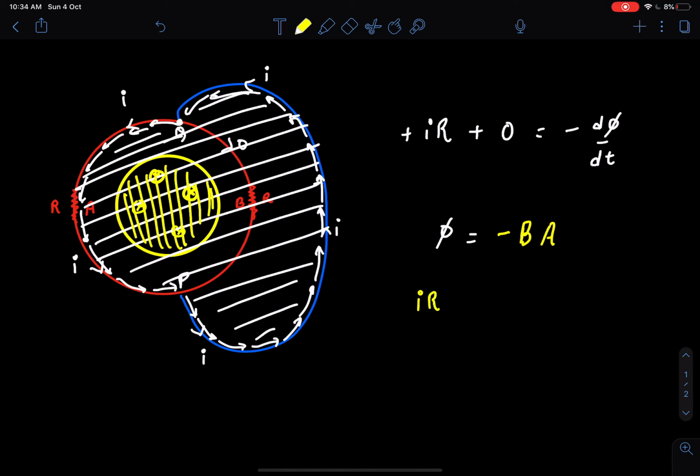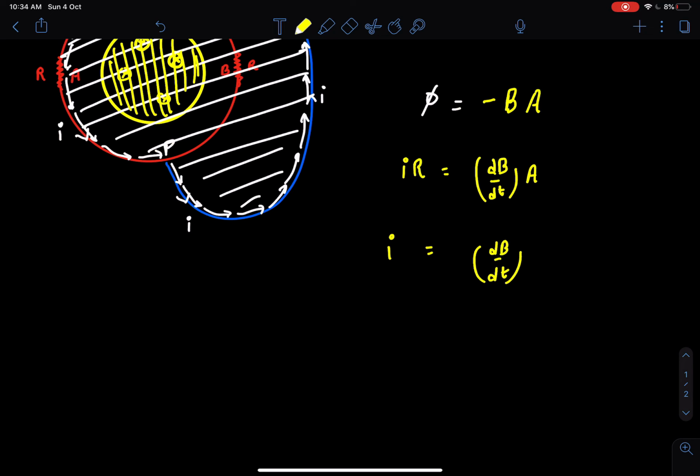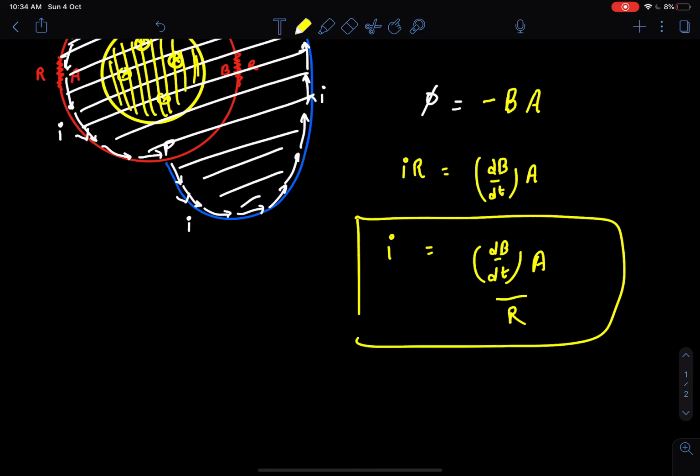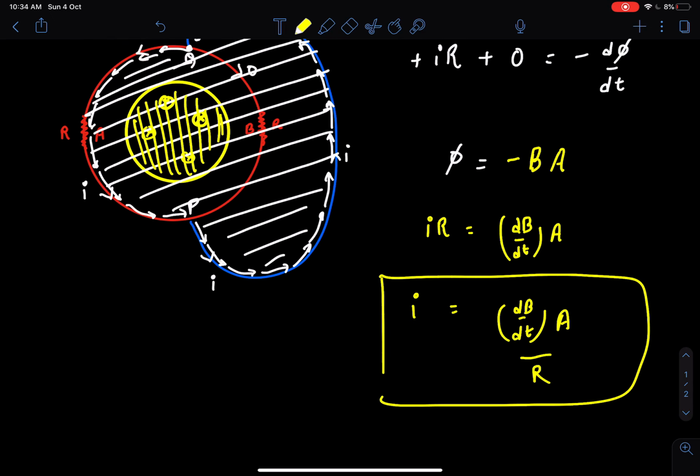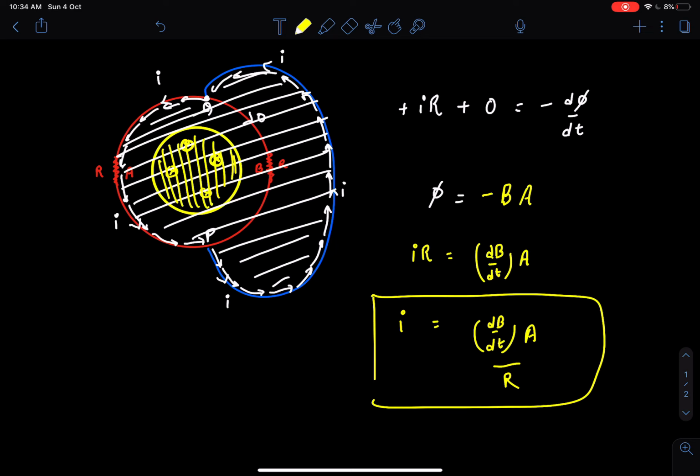So what do we get? We get that IR is equal to dB by dt into A, or this current is equal to dB by dt into A by R. So definitely there is a current in this wire, which is in this bulb A. So definitely there is a current. Now this current is double of the initial value before shorting this red wire.